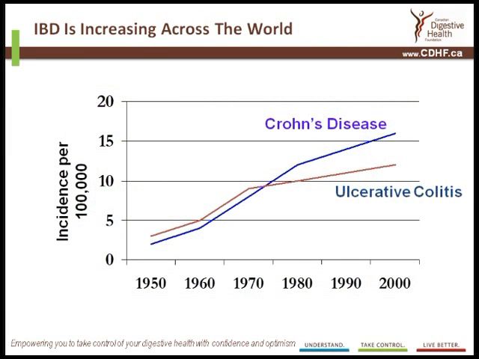And this is a little graph from 1950 up into 2000, and you can see there's a steady increase in both Crohn's disease and ulcerative colitis. So something in our environment is driving this disease to occur more frequently in us and more frequently in developed countries. And interestingly, Canada has one of the highest rates of inflammatory bowel disease in the world. Canada, Finland, Denmark.